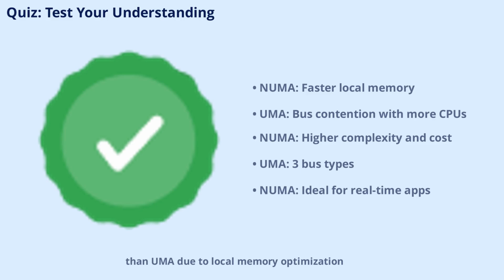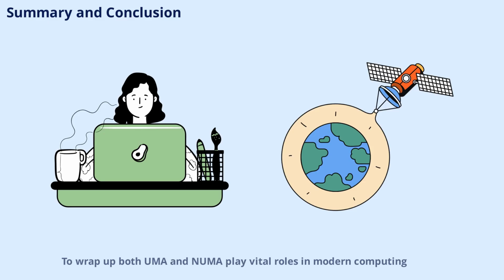To wrap up, both UMA and NUMA play vital roles in modern computing. UMA offers simplicity and predictable performance for smaller systems, while NUMA provides scalability and high performance for demanding, large-scale applications. The choice between them depends on your specific needs, including workload type, system size, and budget. By understanding the strengths and limitations of each architecture, you can make informed decisions when designing or selecting multiprocessor systems.